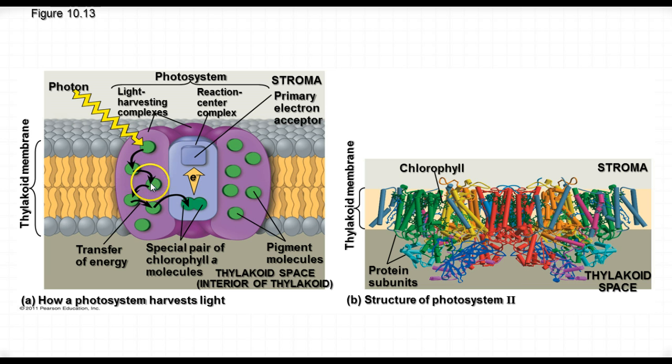and as the photon strikes the chlorophyll molecules, basically it sets up a vibration that is transferred from one molecule to the next and eventually to a special pair of chlorophyll A molecules that can then lose an electron to the reaction center complex. And this is the structural formula showing you kind of what the complexes look like in the thylakoid membranes.